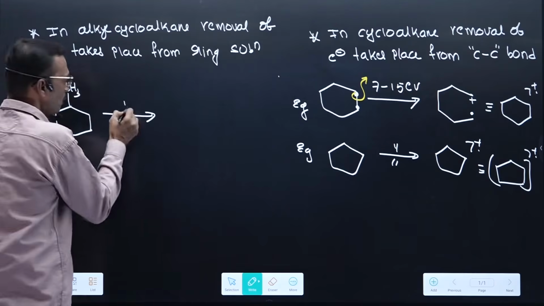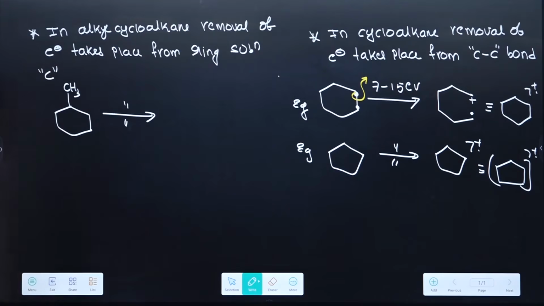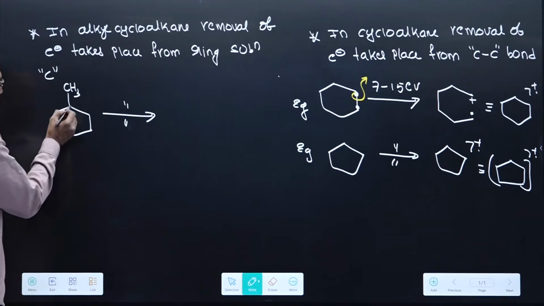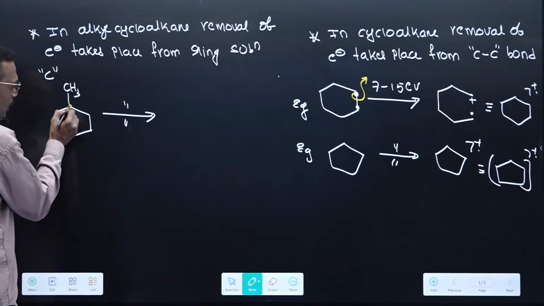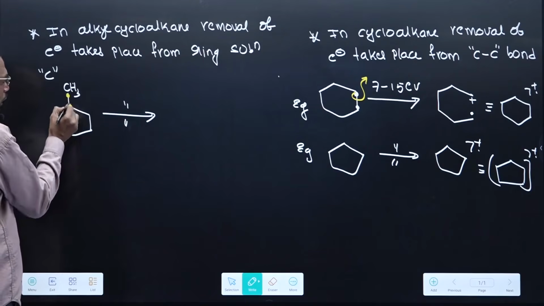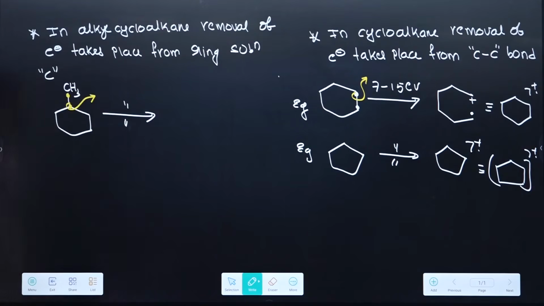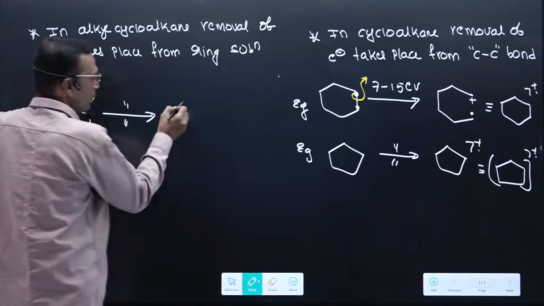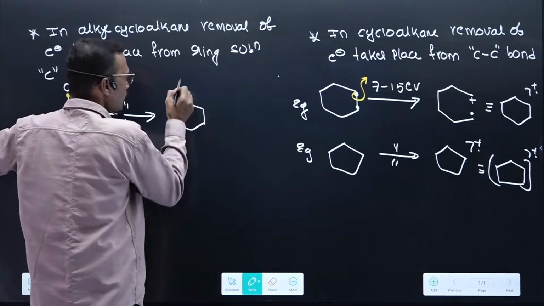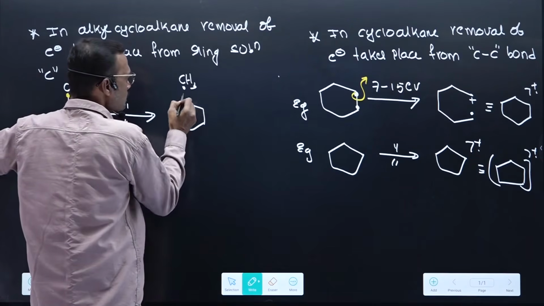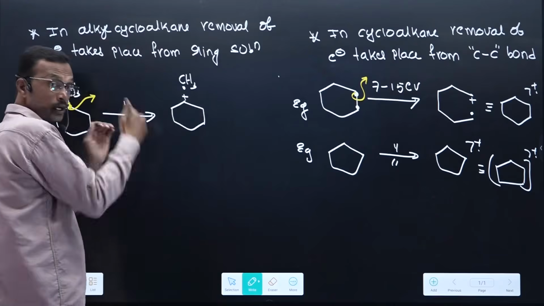Okay, so now I am applying 7 to 15 electron volts. Then where should I remove? It is a ring substituted carbon or not? Ring carbon, everywhere ring carbon, but this ring carbon carries the substitution. So try to remove this electron only. The ring substituted carbon will lose the electron. So if I remove the electron, can I write the positive charge outside or inside? Always write the positive charge inside. Don't write outside.